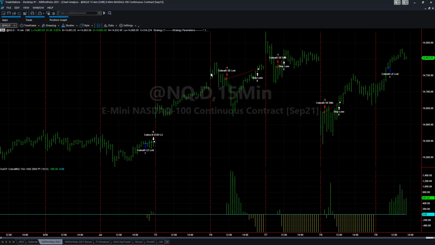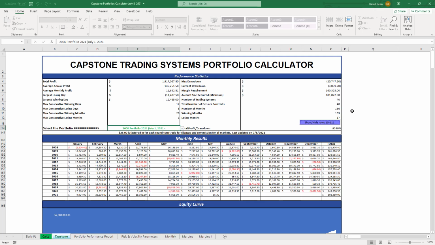But I am going to be proactive and work on it. It'll probably take me some time to adjust them all and get them right, because it takes some time to pay attention to the details. So that's the update that I wanted to share with you. That is the update with the portfolio calculator.